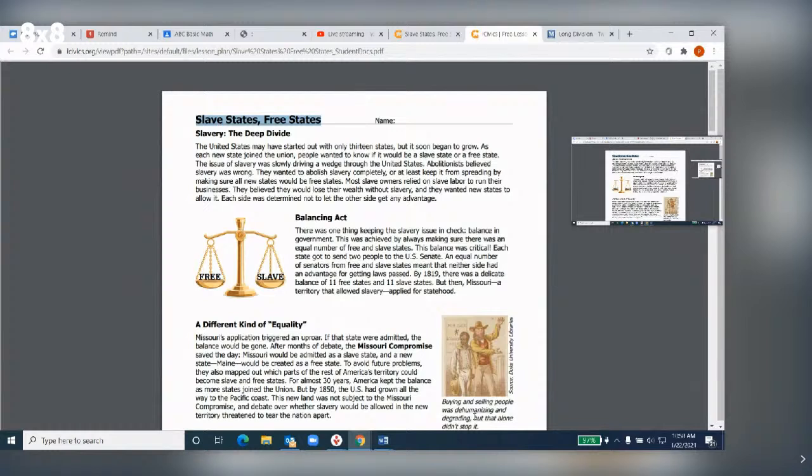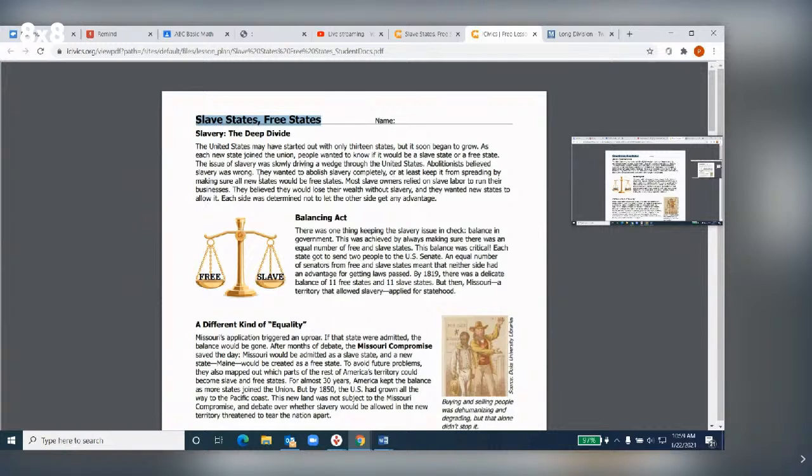But I want to talk a little bit about what led up to the Civil War. It was this divide over free states and slave states. So if we go up here, the deep divide about slavery. The United States may have started out with only 13 states, but it would soon begin to grow. As each new state joined the Union, people wanted to know if it would be a slave state or a free state. The issue of slavery was slowly driving a wedge into the United States.